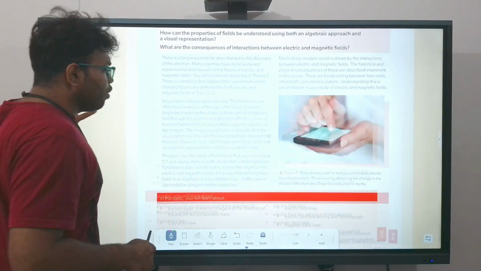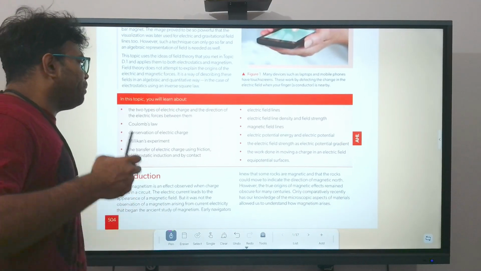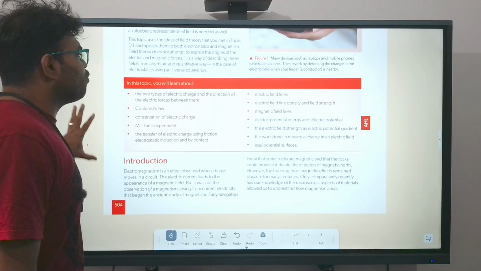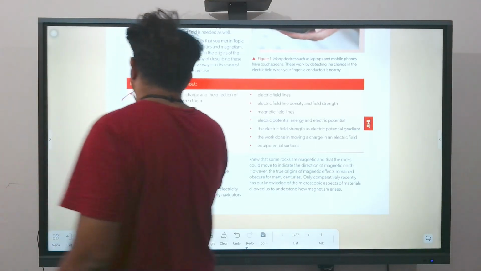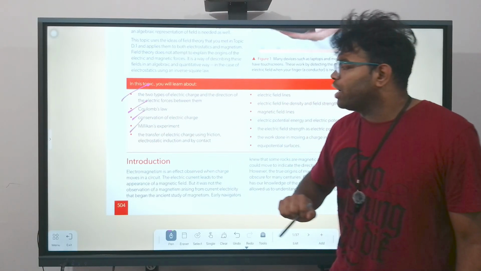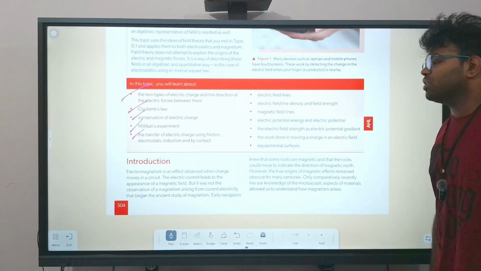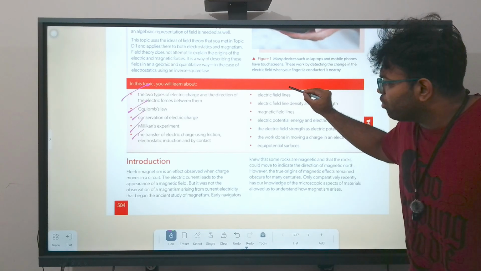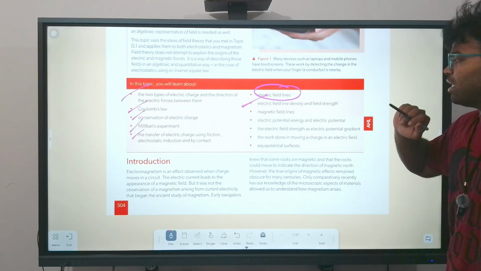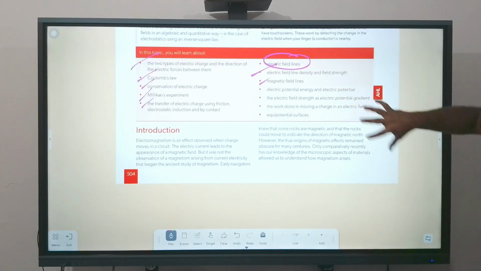In this chapter, we are going to discuss from the basics of what electrical charges are and the direction of forces between them. We are going to understand Coulomb's law, the conservation of an electric charge, Millikan's oil drop experiment, and the transfer of electric charge using friction, electrostatic induction, and by contact. And then we are going to understand electric field lines, electric field intensity and electric field strength, and finally the magnetic field lines. Okay, let's start.